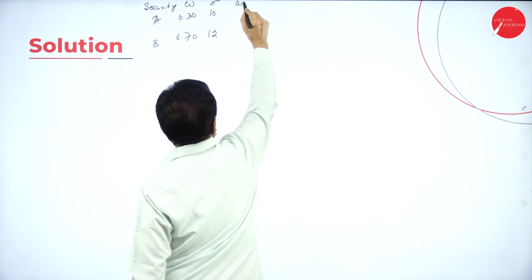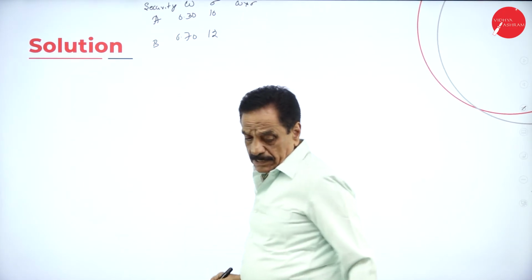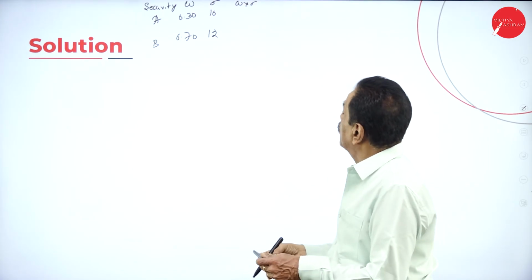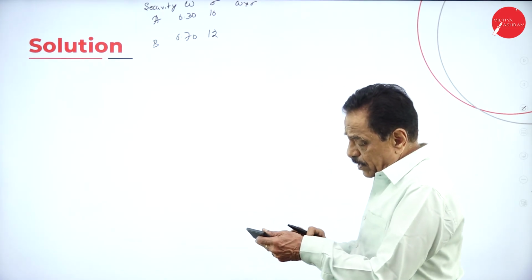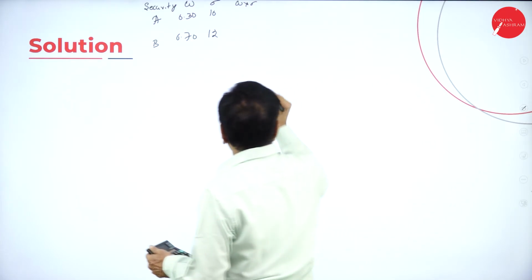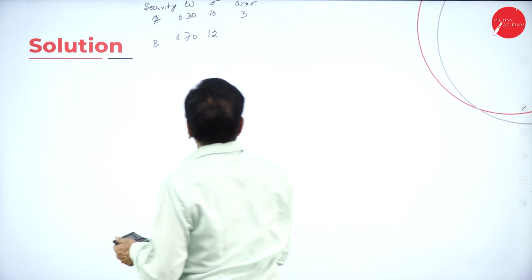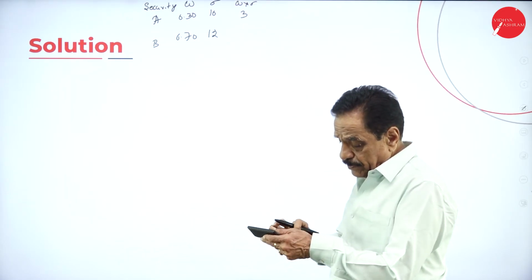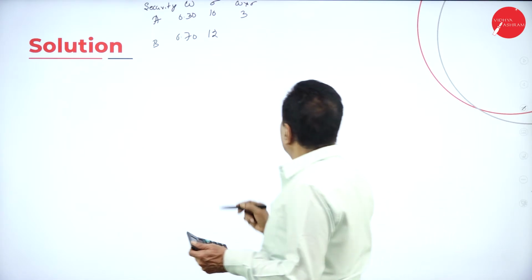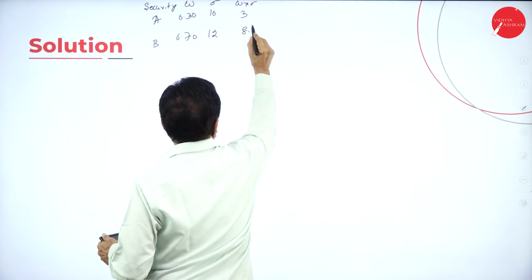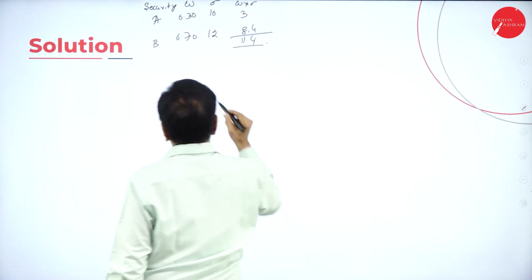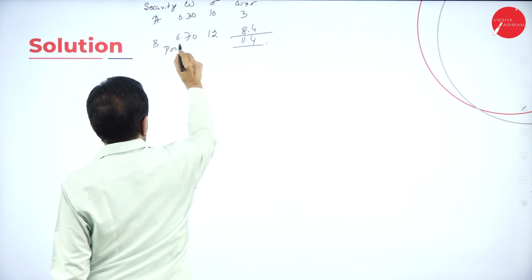Portfolio risk. You can go with 0.30 into 10 is equal to 3. 0.70 into 12, 8.4. It is 11.4. This is portfolio risk.